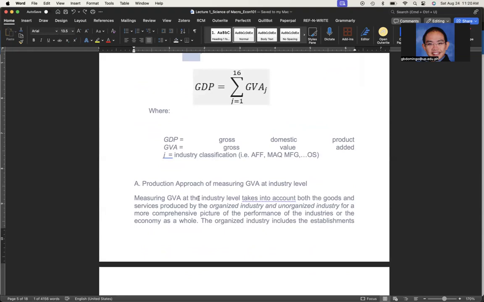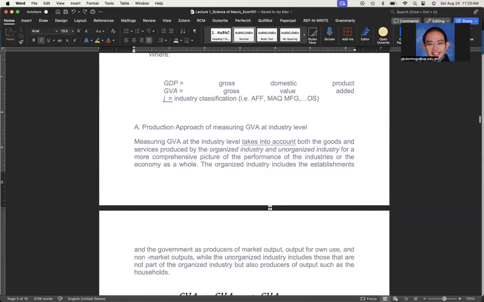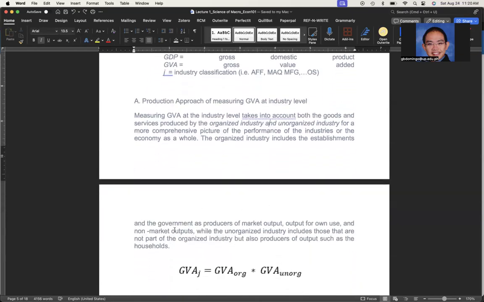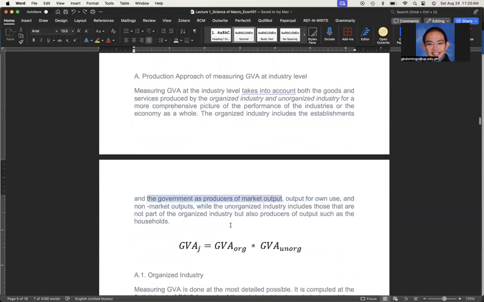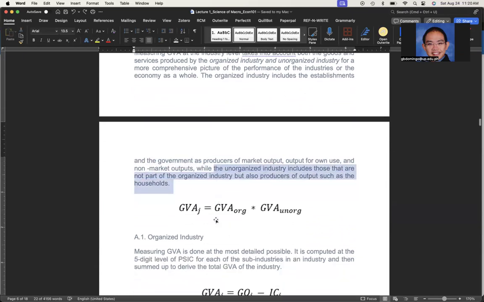So the important difference between the United States and the Philippines is in the Philippines, we have the organized and the unorganized industry. So this is the first important concept that you should keep in mind. The organized industry includes establishments and the government as producers of market output, output for own use, non-market outputs. While unorganized includes those that are not part of the organized industry, but also producers of output such as households.